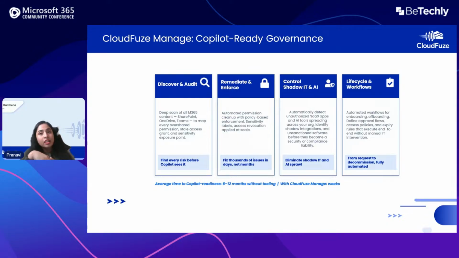So here's something that's often overlooked in the governance conversation. We only talk about data and content, but while you're securing your M365 environment, employees are also connecting unauthorized SaaS apps and AI tools to your tenant, right? Tools that didn't go through any approval process, agents that operate without any oversight. So CloudFuze also identifies that kind of sprawl before it becomes a security and compliance liability.